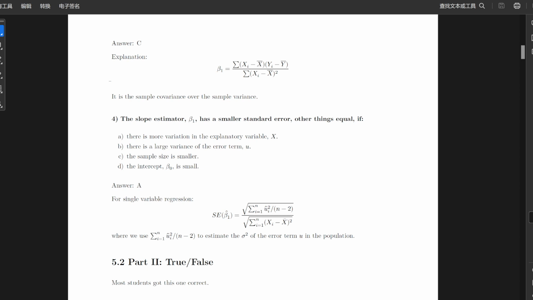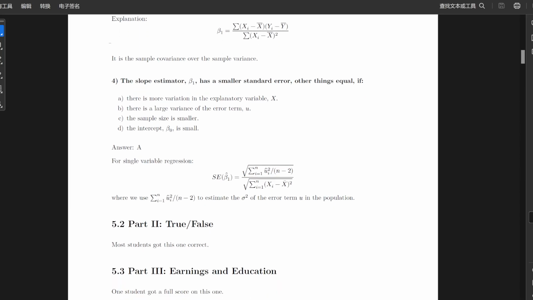The slope estimator beta 1 has a smaller standard error, other things equal, if there is more variation in the explanatory variable. So intuitively, if you have more variation in X, you should have a higher chance to get a good estimation of your coefficient on this variable, right? So only A is possible.